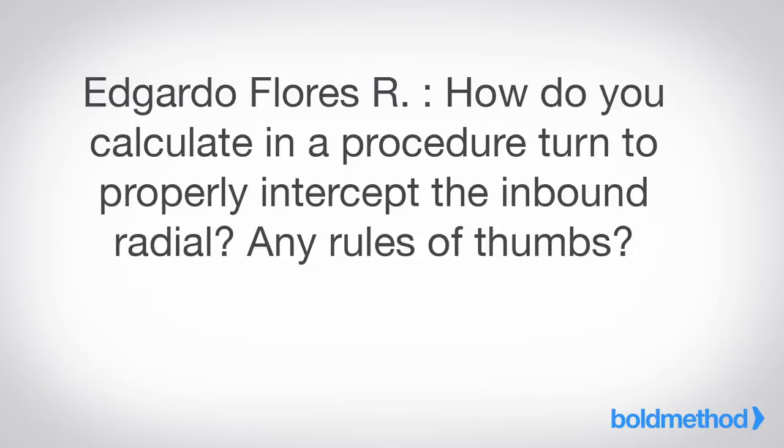Okay, we got a question. We've got a lot of questions here and a lot of really good ones, but I'm going to start off with this one because it really ties into what we just talked about. How do you, in a procedure turn, calculate your turn so you properly intercept the inbound radial? Any rules of thumb? Maybe talk about wind a little bit and things like that.